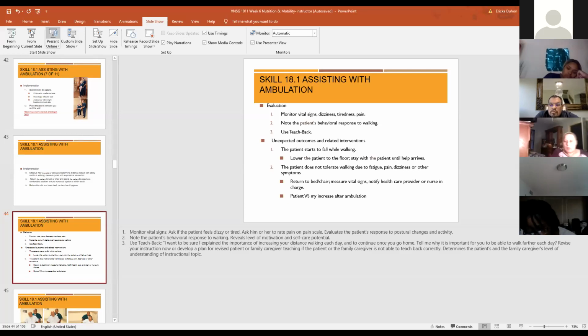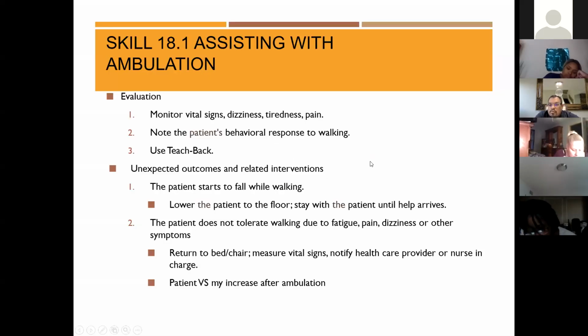All right. Once you're done assisting your patient with ambulating, make sure you evaluate them. If they're tired, if they have more pain than when you first started, monitor their vital signs. Have them tell you, okay, today we ambulated from the bed to the door of the room, and I got really dizzy, but in the future, if I get dizzy, I'll just sit back down and we'll try again later. Just evaluate how your patient did with walking, okay?